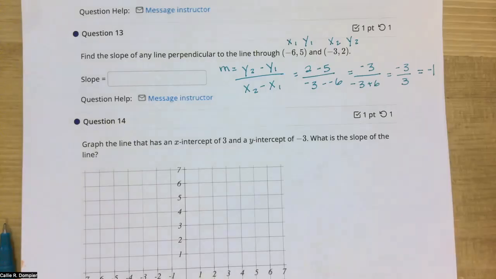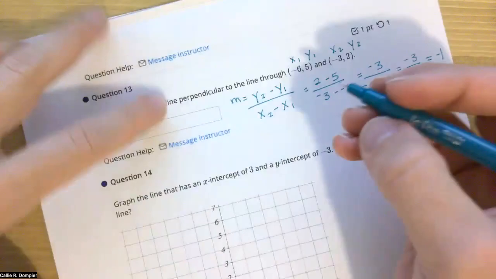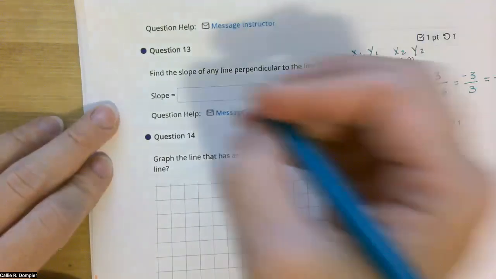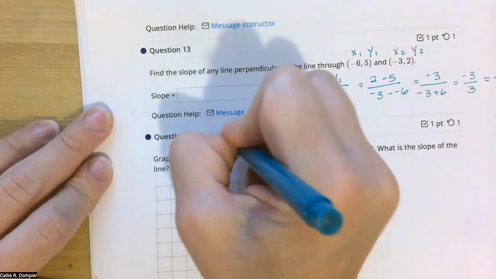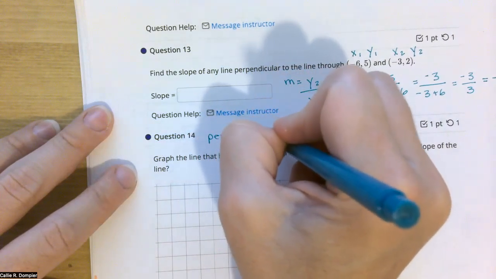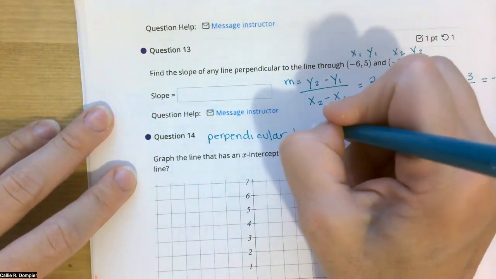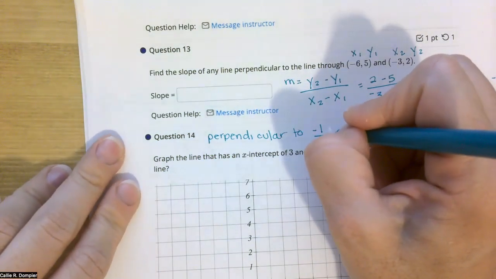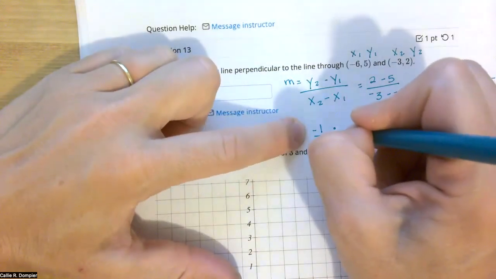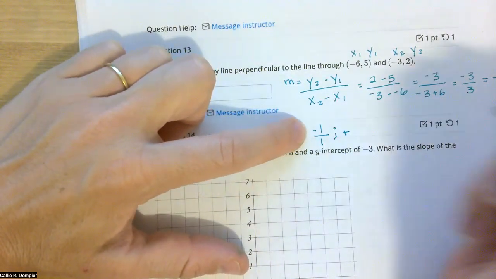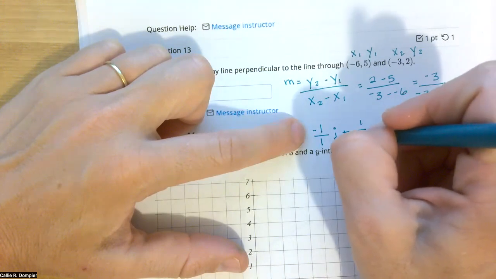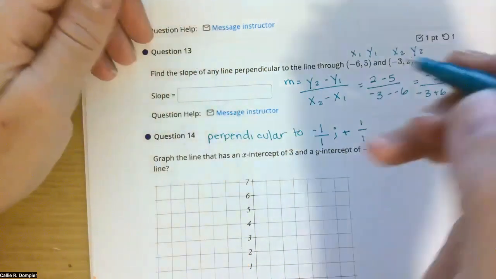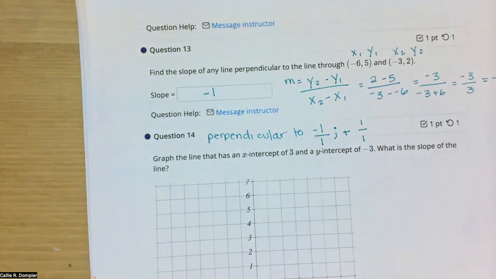So the slope is -1, but we need to find something perpendicular to -1. Because we're going to do the opposite reciprocal, we're going to want to put it in fraction form. -1 is just -1/1. So it's negative, it's going to become positive, right? Because that's opposite. And then 1/1, still just 1/1. So the slope is 1. That was a hard one.